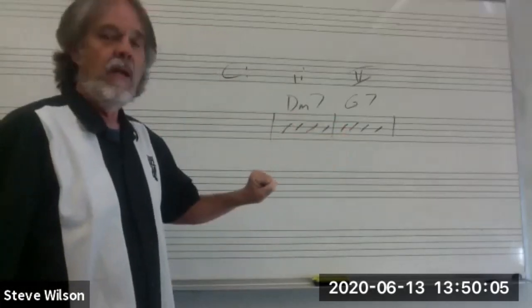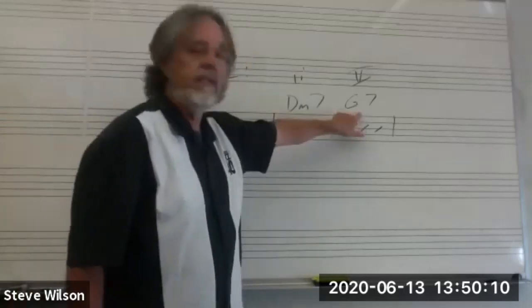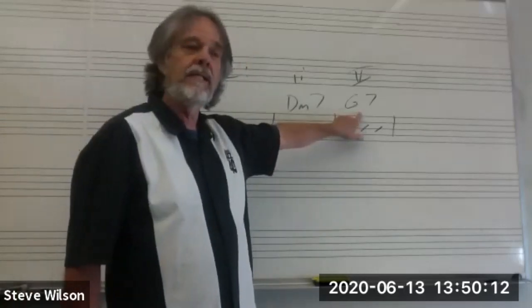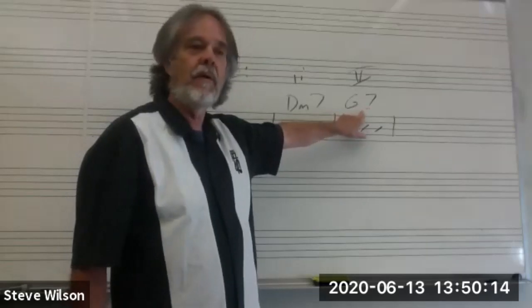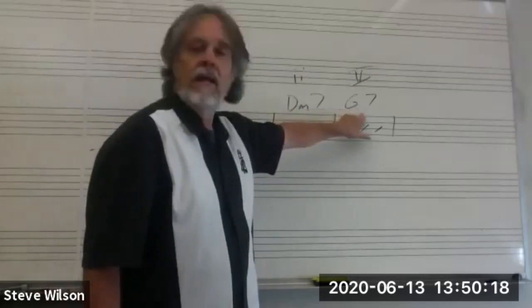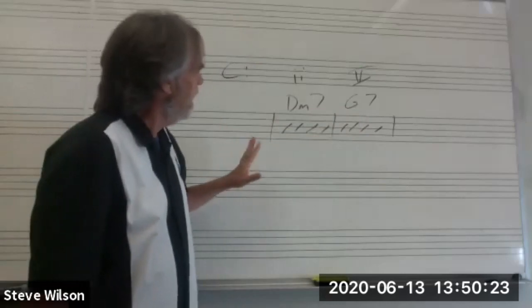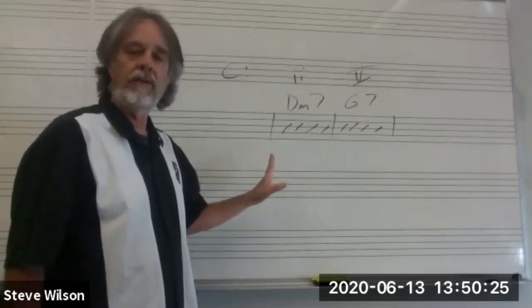If I look at this progression, I know I'm in the key of C, because I know that the G is the 5 chord, and as I said, the only place we find a G7 chord is in the key of C. D minor is the 2 chord. This is the 5 chord. What I'm going to do is end our lesson today by playing you some 2-5 progressions.